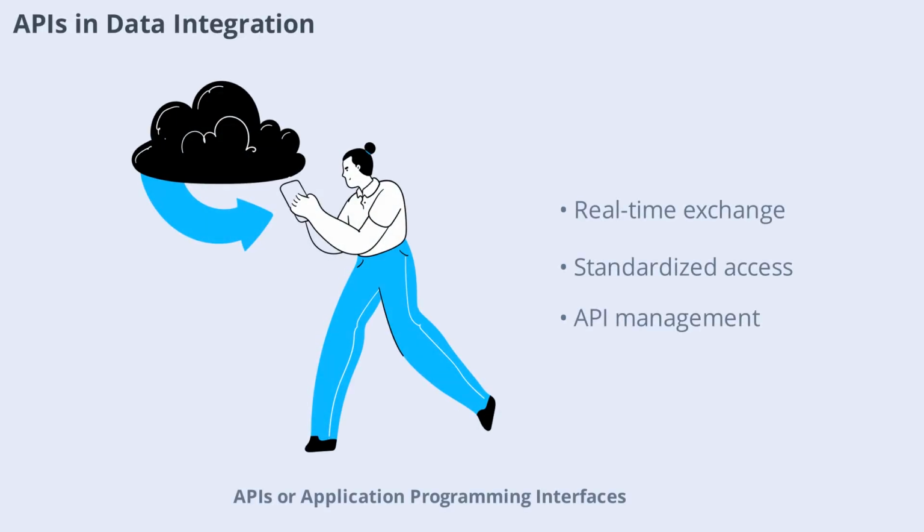APIs, or application programming interfaces, are essential for connecting modern data sources. APIs enable real-time data exchange between systems, supporting both cloud and on-premises integration. They provide standardized methods for accessing and updating data, making it easier to integrate new applications and services. API management tools help monitor usage, enforce security, and maintain performance. Leveraging APIs accelerates integration and supports digital transformation initiatives.